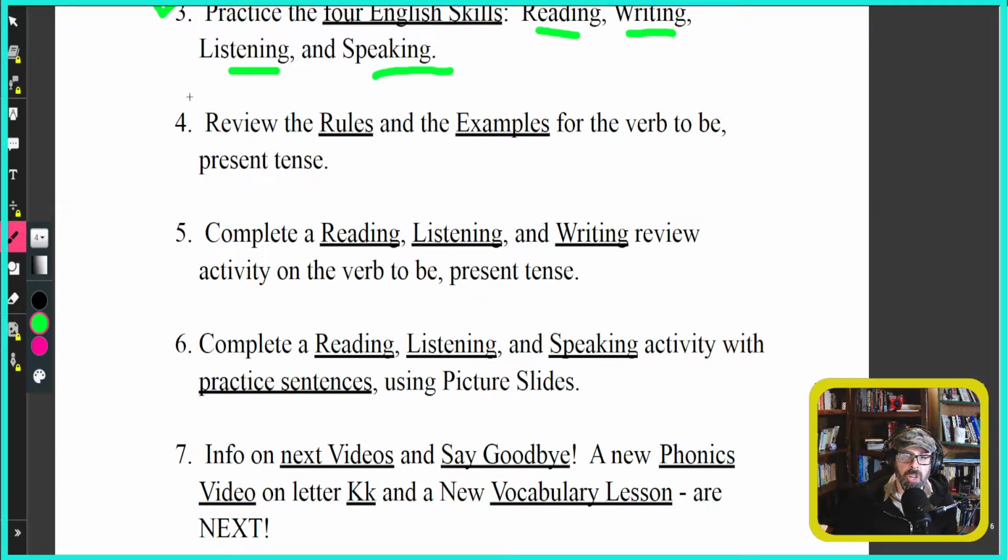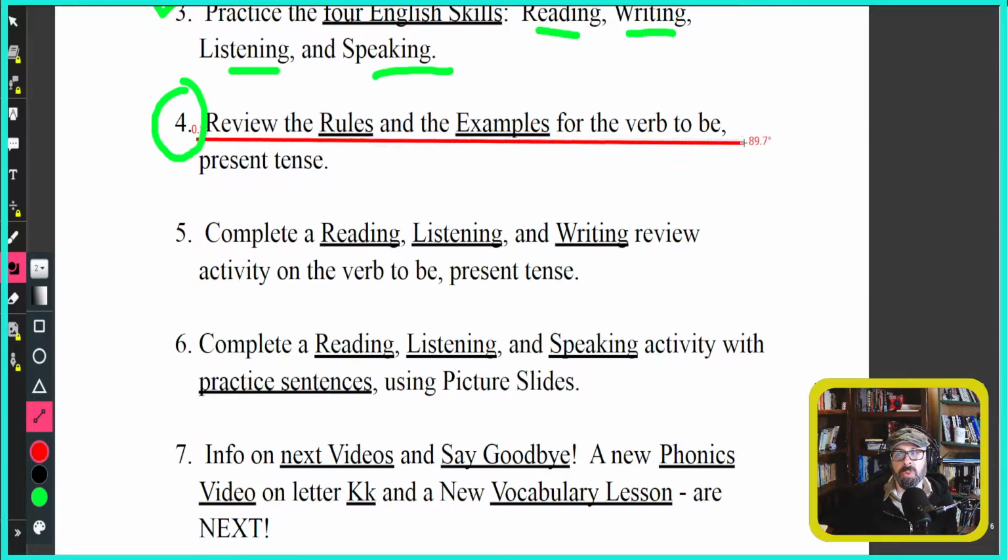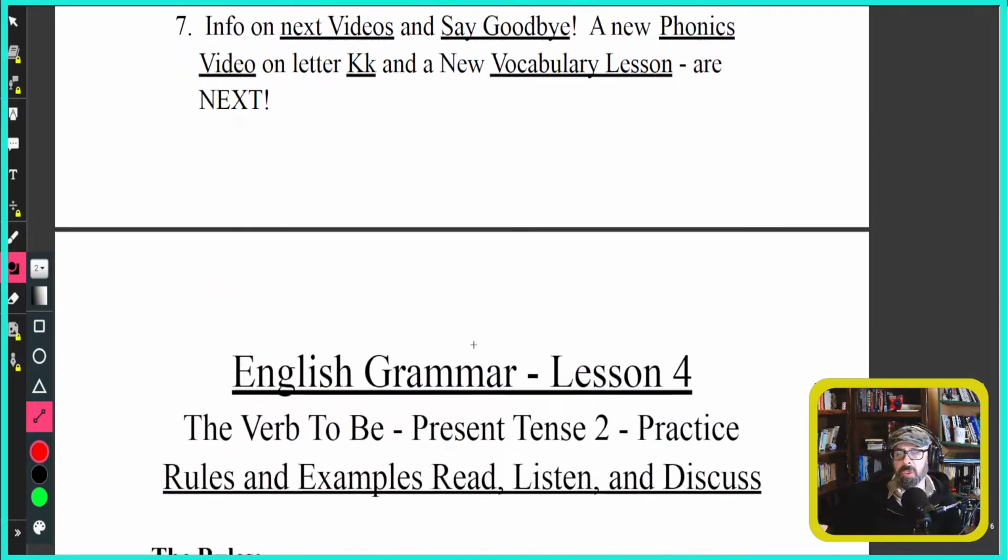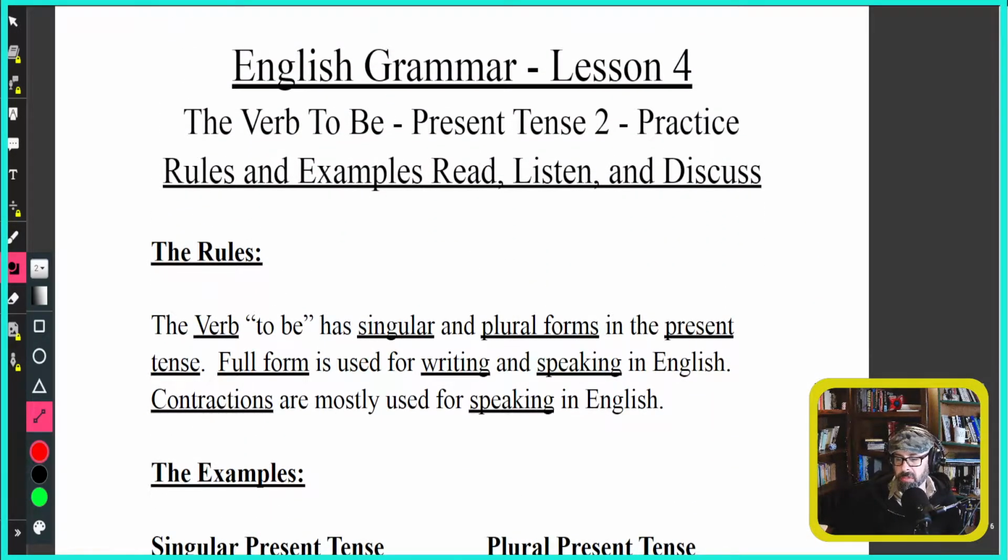All right, so we're going to start here with number 4, and we're going to review the rules and examples for the verb to be present tense, okay? All right, here we go. Okay, so let's begin the review by looking at the sheet together, okay? So here we have the sheet for English grammar, and let's take a little bit of time to do a review on some of the rules and some of the examples for the verb to be present tense.